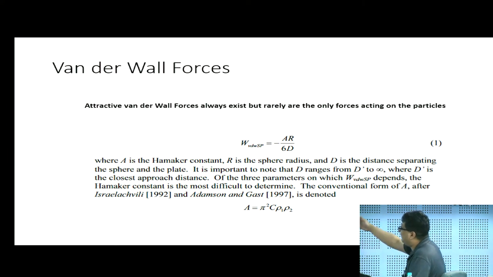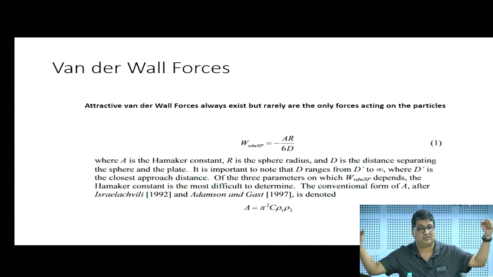We say that the force is directly proportional to the radius of the particle. So the larger the particle, the greater the attraction. And we also say that the force is inversely proportional to the distance between the particles. So if the particles are too far apart, they're not going to attract each other. As they get closer and closer, the force of attraction becomes big.